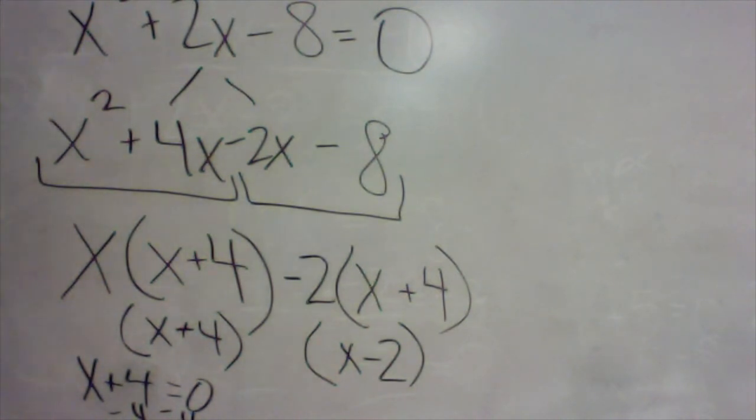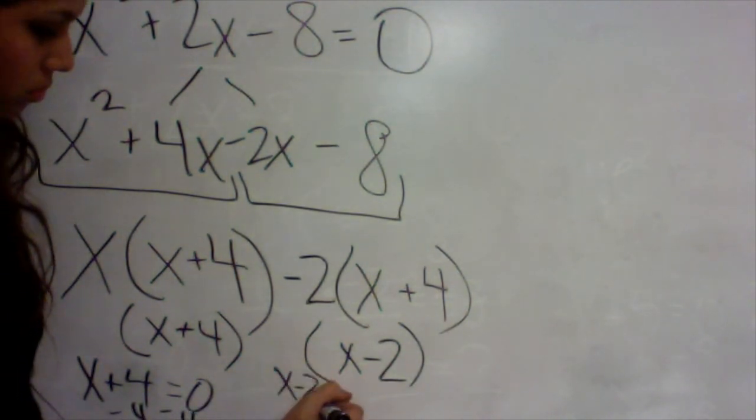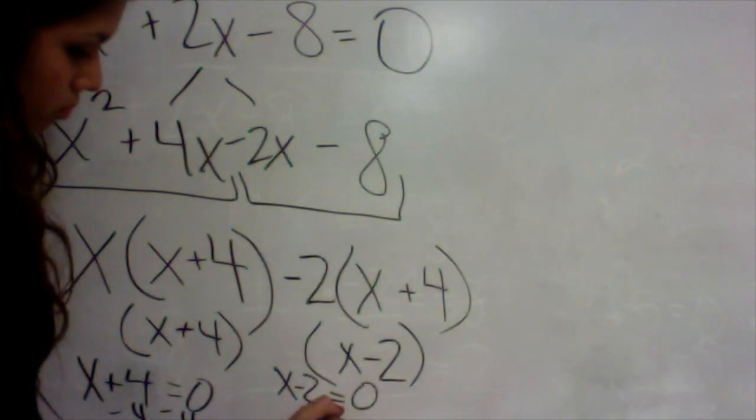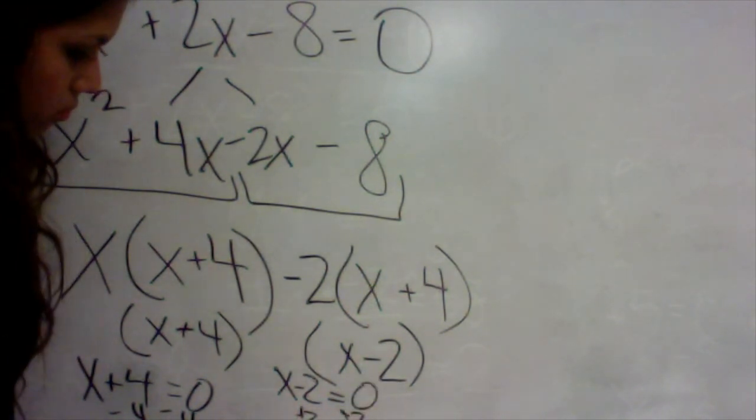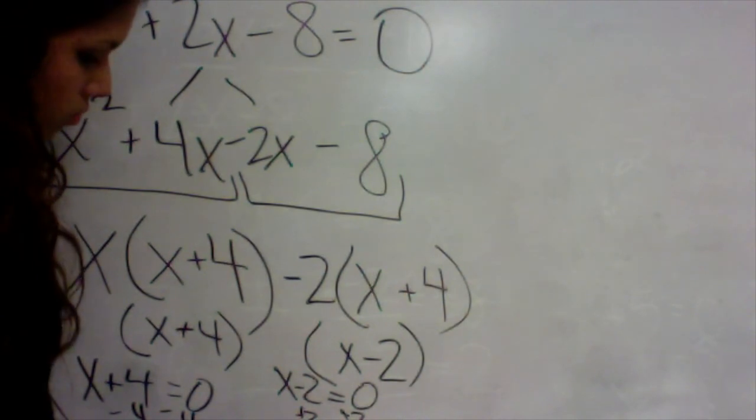So to solve, you must set them equal to 0. x plus 4 equals 0. Subtract 4 from both sides. x equals negative 4. x minus 2 equals 0. Add 2 to both sides. x equals 2. You solve for the roots or the x-intercepts, whatever you want to call them.